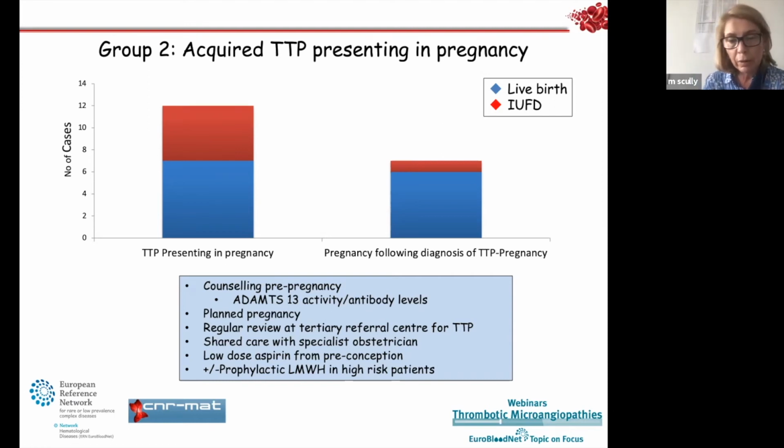Firstly, we have to counsel them. The most important thing is to ensure the ADAMTS13 activity is as high as possible before a pregnancy. Their outcomes are much better in this situation. So in some ways, it has to be more planned than with other ladies. They need to be in a tertiary referral centre for TTP. We need to have shared care with specialist obstetrician and neonatologists. We do start low-dose aspirin, and/or we typically do give low molecular weight heparin thromboprophylaxis.